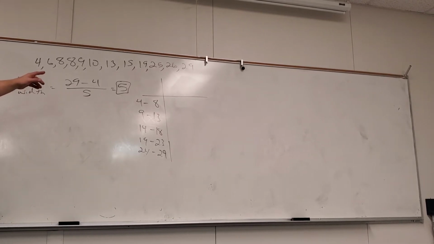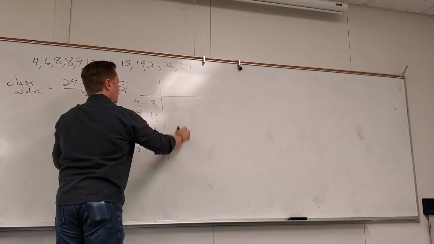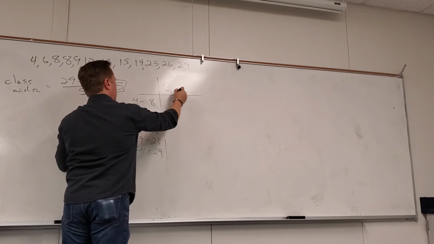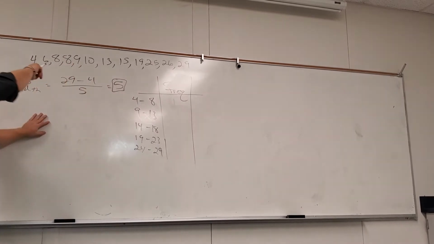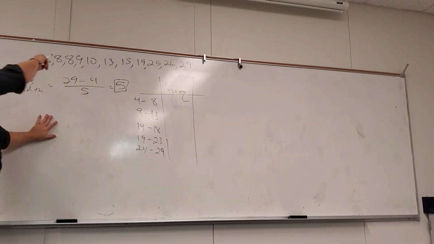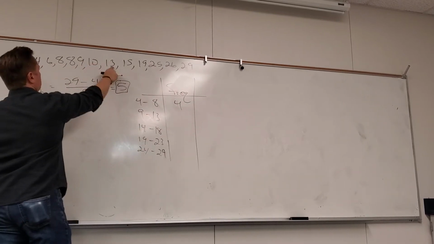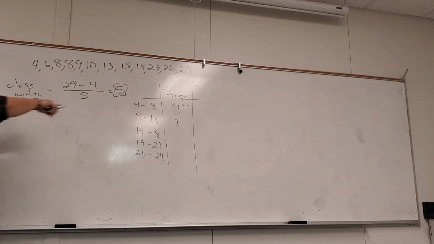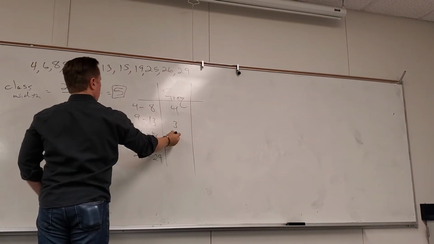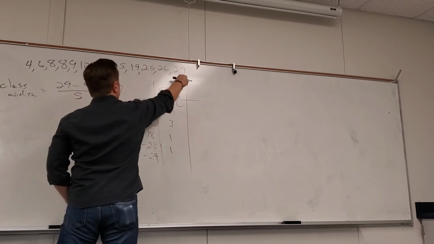Now, what's this column going to be? Frequency. So what's going to be 4 through 8? 4 of them, right? 1, 2, 3, 4. 9 to 13, 1, 2, 3. Is everybody with me so far? And then 14 to 18, 1. 19 to 23, 1. 24 to 29, 1, 2, 3.